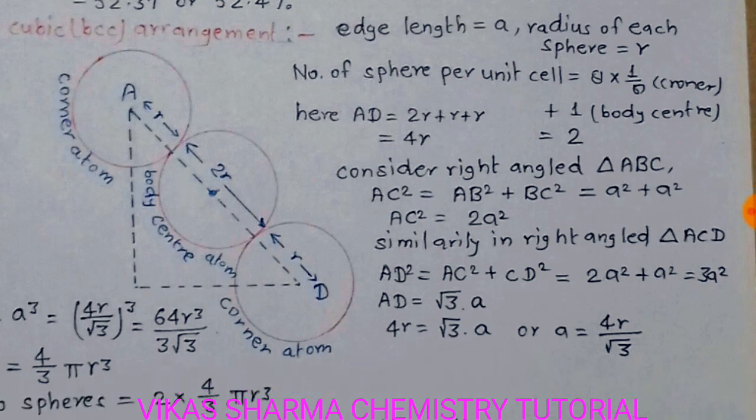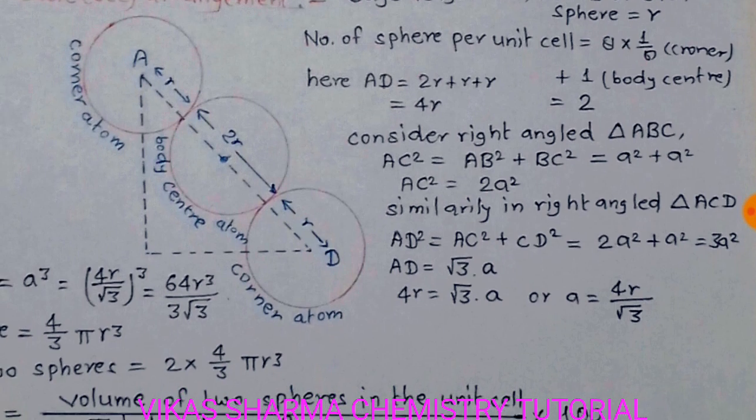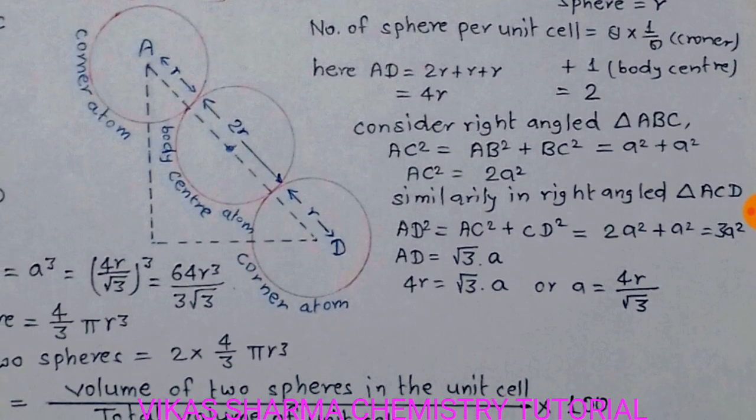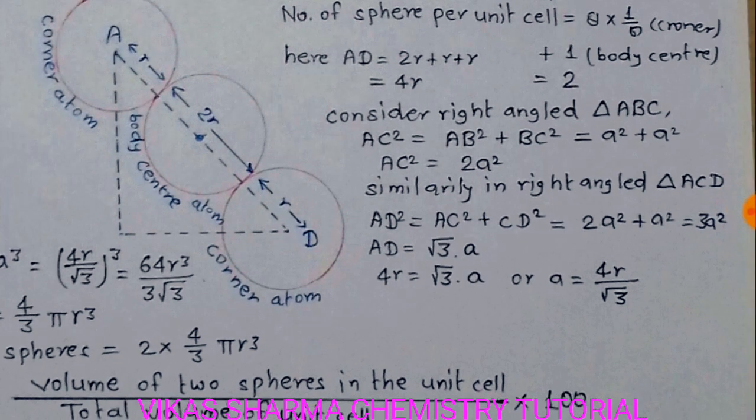So consider the right angle triangle ABC. AC square is equal to AB square plus BC square, which means a square plus a square. So AC square is equal to 2a square. Similarly, in right angle triangle ACD, AD square is equal to AC square plus CD square, which is 2a square plus a square, equal to 3a square. So AD is equal to root 3 a. So 4r is equal to root 3 a, or a is equal to 4r upon root 3, to calculate the side length.